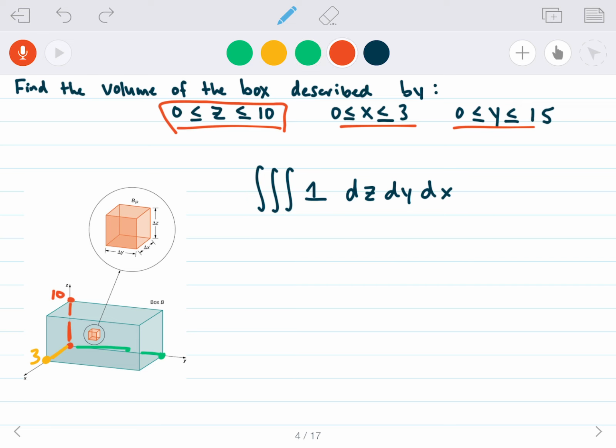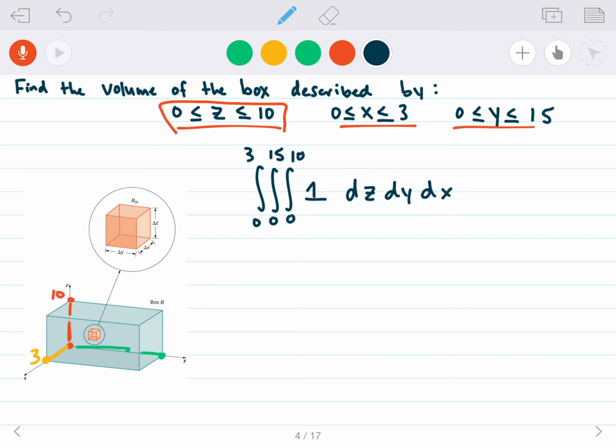Okay, so my bounds for z are going to go on the innermost integral right here, and z is going from 0 to 10, so that's going to go there. Next comes y, so that's my middle, that's going to go from 0 to 15. And finally x is going to go from 0 to 3. Alright, so there's my integral.